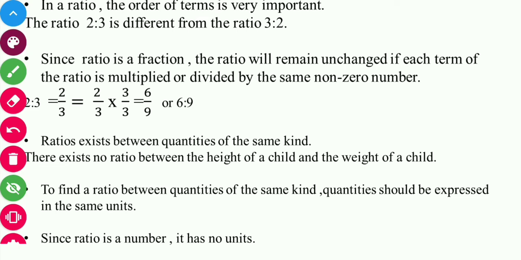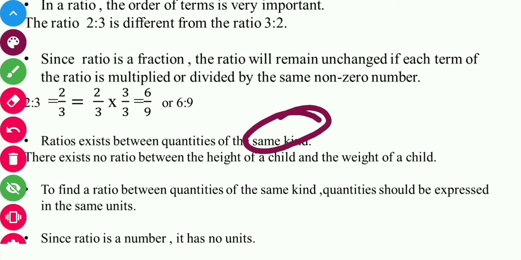Ratios exist between the quantities of the same kind. This is very important, the same kind. As in the definition also we are using, a ratio is a comparison of two or more quantities of the same kind using division. Like there is no ratio between the height of a child and the weight of a child. Those are two different kinds of things. So such a ratio does not exist.